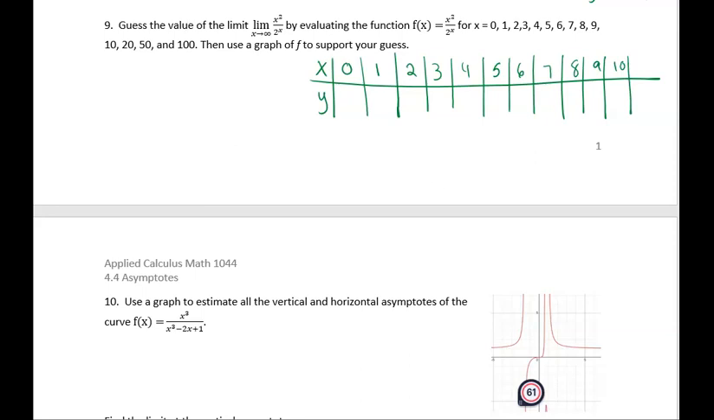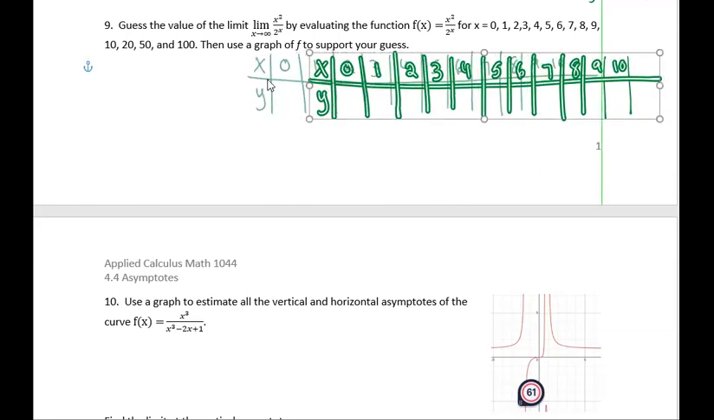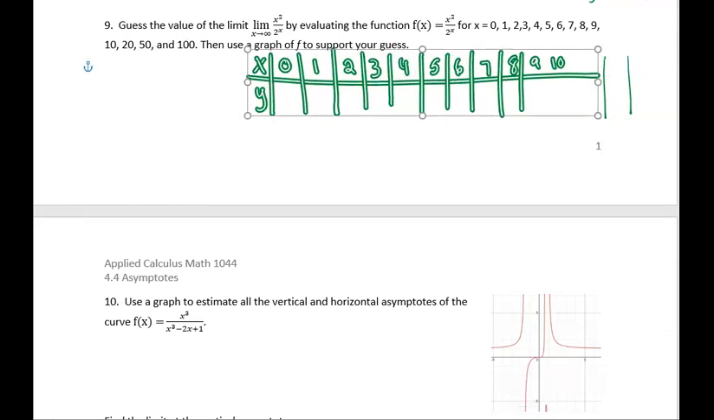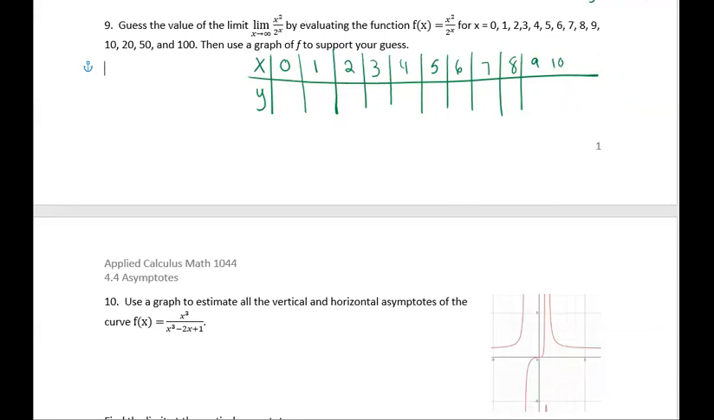Looks like I need to move my table over just a little bit. There we go. All right, so we could type this into our calculator and we could use the table feature of the calculator to find all of these. I'm going to put it in Desmos so that I can use Desmos to find all of these. So let me show you what that looks like and how to go about putting this in Desmos.